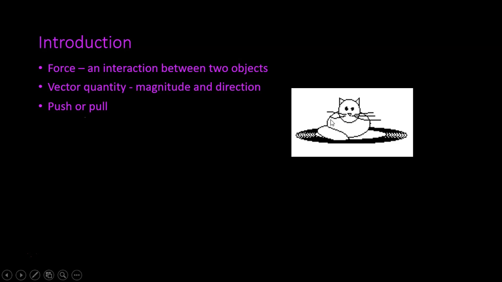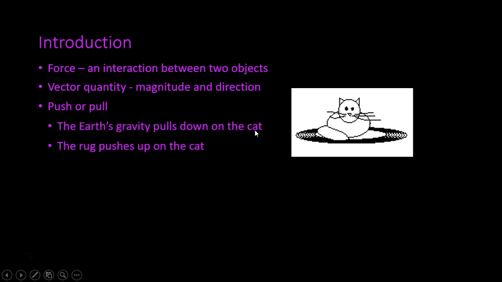In this picture we have a cat sitting on the rug. And of course the cat is motionless, and there are two forces at play. First, we have the earth pulling down on the cat, so the two objects involved in this force are the earth and the cat. The other force is the rug pushing up on the cat, so this force is an interaction between the rug and the cat.